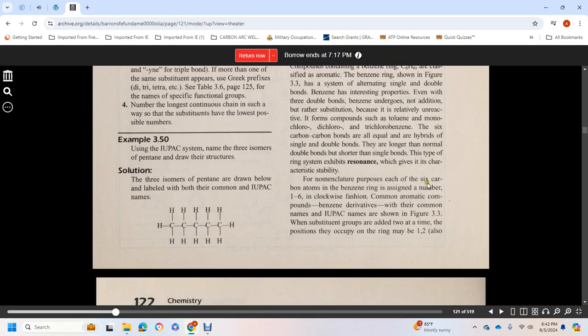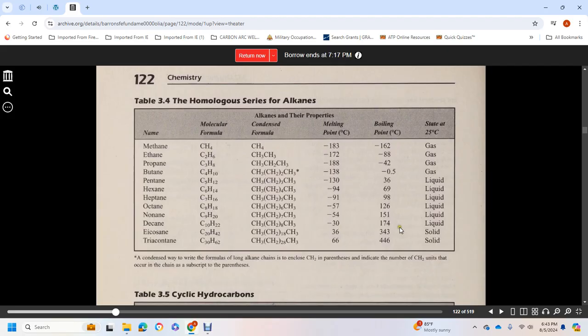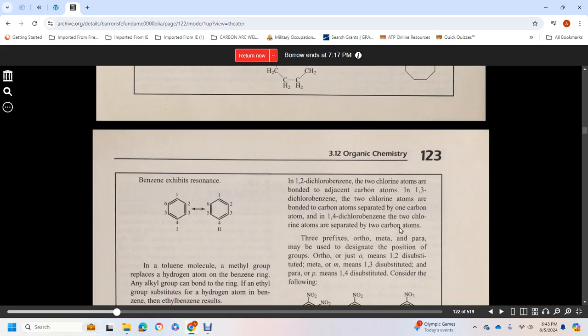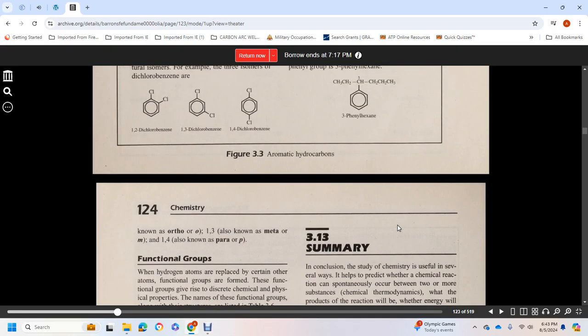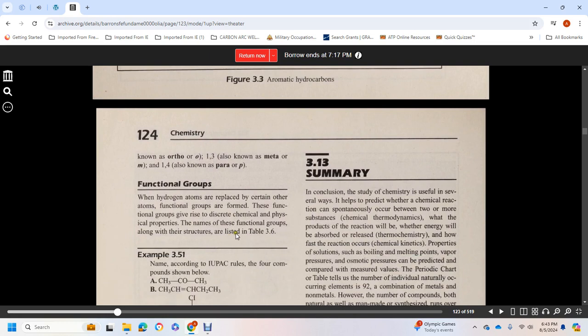For nomenclature purposes, each of the carbon atoms in the benzene ring is assigned a number from 1 through 6 in clockwise fashion. Common aromatic compounds, benzene derivatives, with their common names and IUPAC names are shown in Figure 3.3. Subsequent groups are added two at a time. The positions occupied on the ring may be 1 to 2, known as ortho or o; 1 to 3, also known as meta or m; or 1 to 4, also known as para.